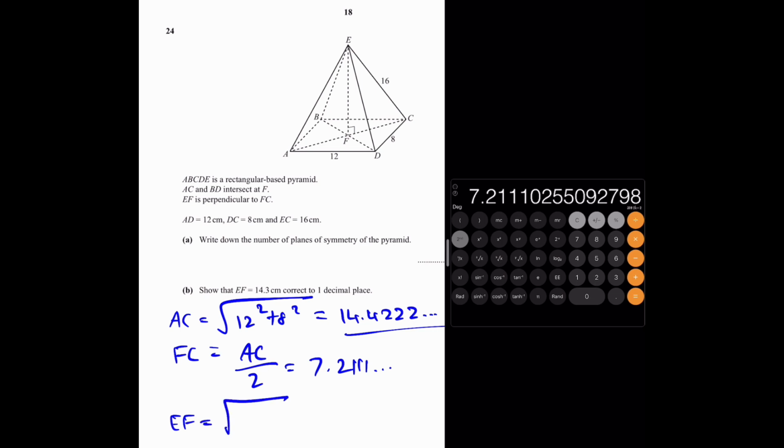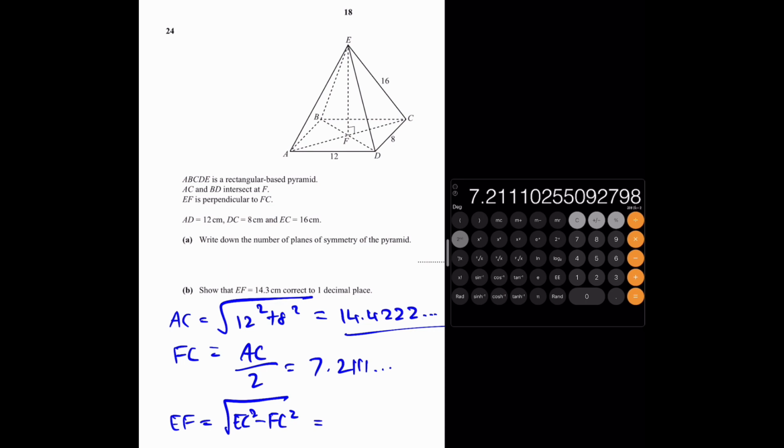That's equal to the square root of EC squared minus FC squared. Since this squared equals this squared plus this squared, so EF, which is what we need to find, when we square this, we get EC squared minus FC squared. And we square root both sides to get EF.